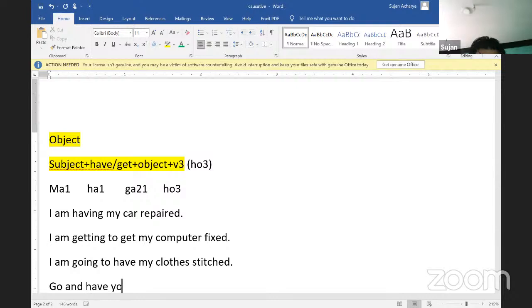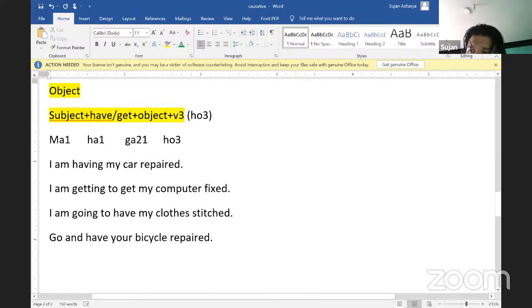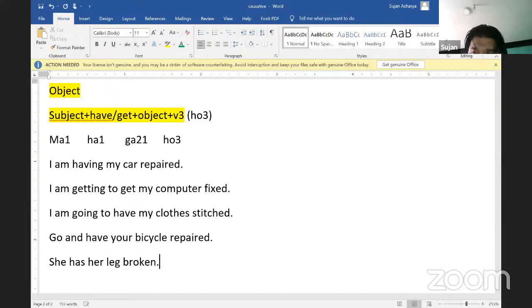Go and have your bicycle repaired. She has her leg broken. Get this letter translated.